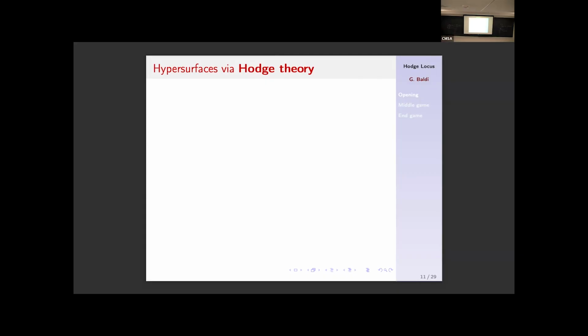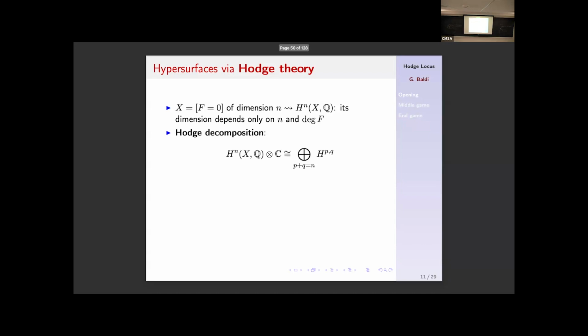So how do we study hypersurfaces using Hodge theory? First we introduce the cohomology group with rational coefficients associated to our space X. So from a polynomial, in some sense, we need a topological space. But this is a vector space, just a vector space whose dimension depends only on n and the degree of f. So it doesn't quite see the richness of the polynomial f itself. But what depends truly on X is the so-called Hodge decomposition.